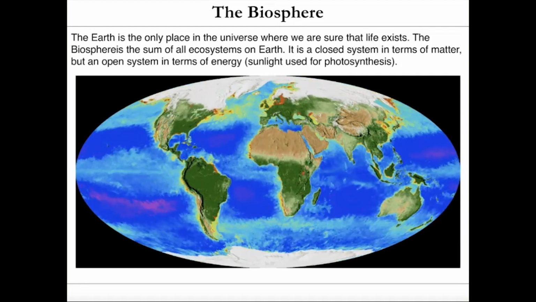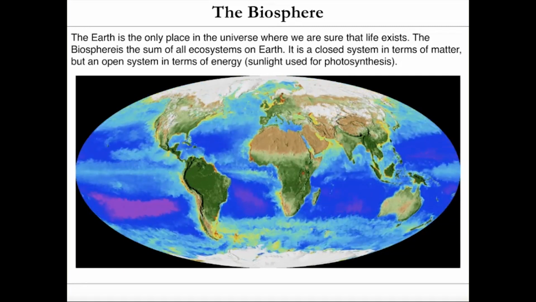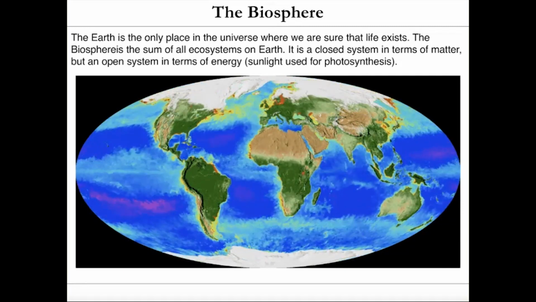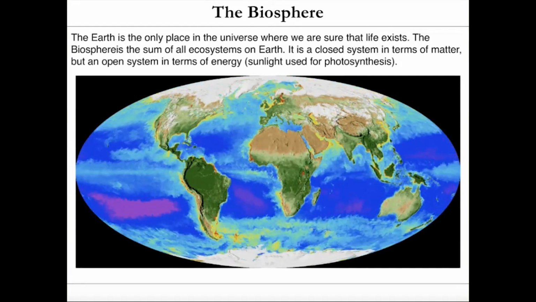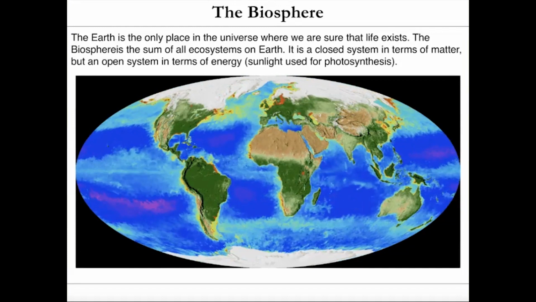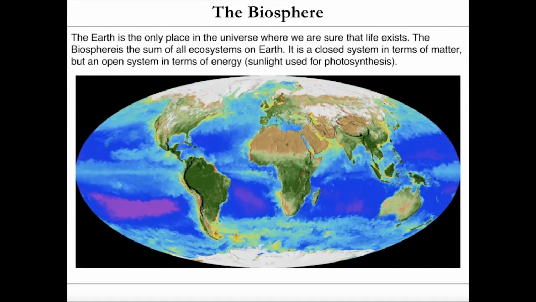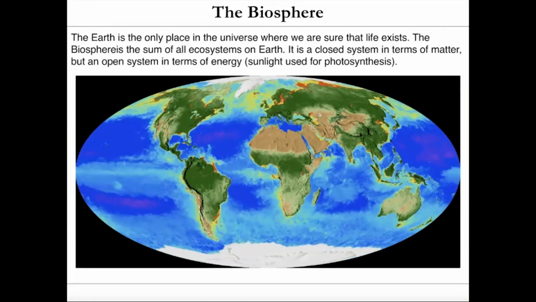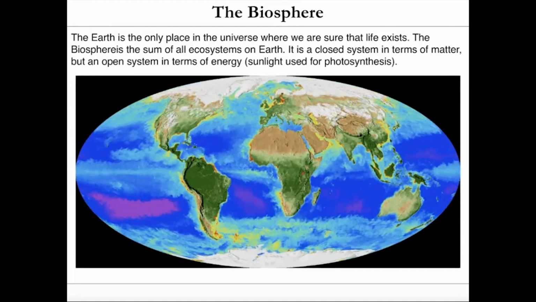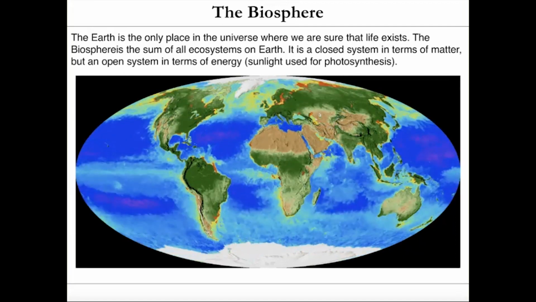For all we know, life only exists on this one tiny planet next to an insignificant star in the corner of just another galaxy, as far as we know. So the biosphere describes the entirety of life on Earth. It's the sum of all the ecosystems on Earth. So if we talk about the biosphere, we're talking about all known life on planet Earth.